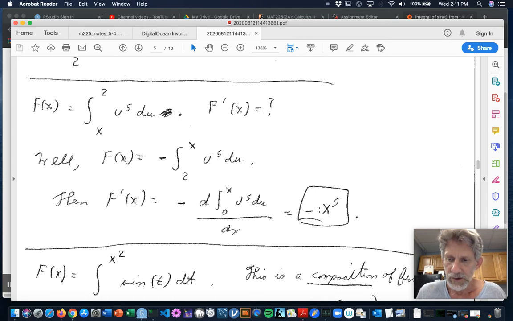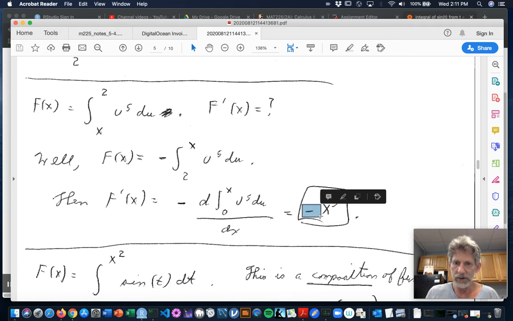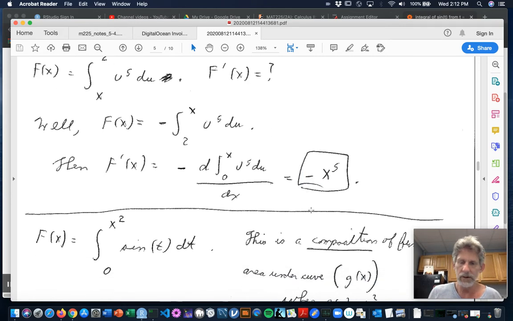This should make sense to you, because if what you're varying is the lower endpoint, if you were to increase the lower endpoint by a little bit, then you're maybe chopping off some area from the beginning. And so you would expect the area to decrease. And so we see a minus here to kind of express that. The derivative of a function is the rate of change of the function. It's expressing a kind of a decrease.